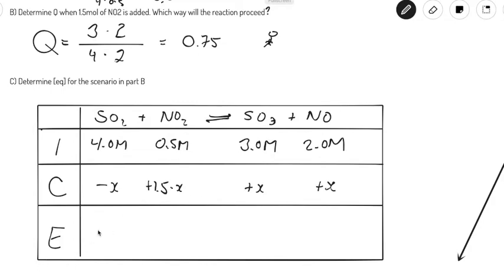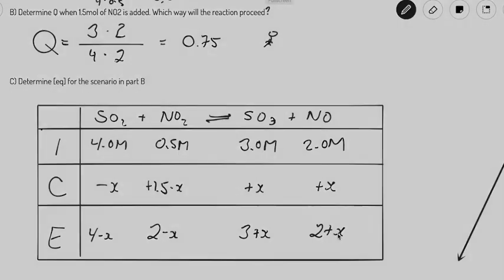Finally, our equilibrium row. Here we have 4 minus X, 2 minus X, coming from the 0.5 and the 1.5 added together, 3 plus X, and 2 plus X. So take a minute and make sure those are your values in your table. If you haven't written it down so far, do it yourself and see where you are. In a minute now, we'll take a look at substituting this into KQ. So pause it and make sure you're up to speed.